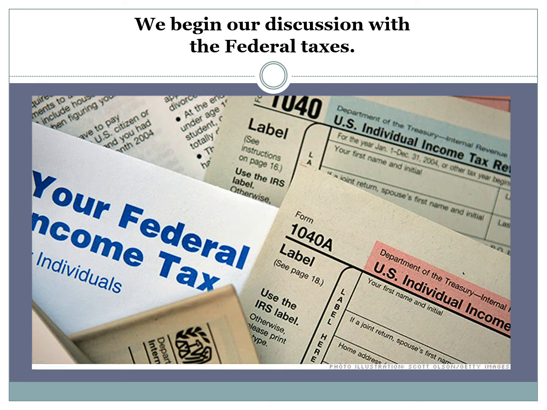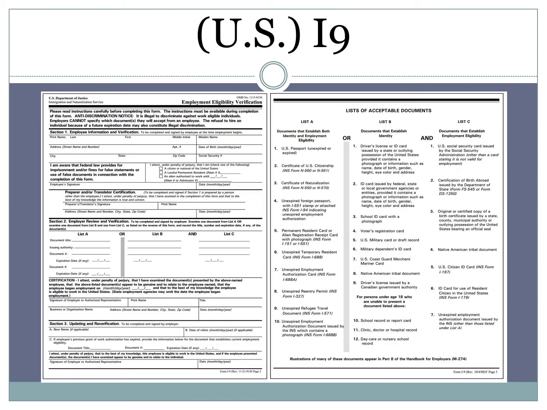Let's get started by talking about the federal taxes. The first form in the United States required is the I-9. This form validates that an employee is eligible for employment. Every employee of a lodge should complete an I-9, and it should be maintained on file in the lodge's office.